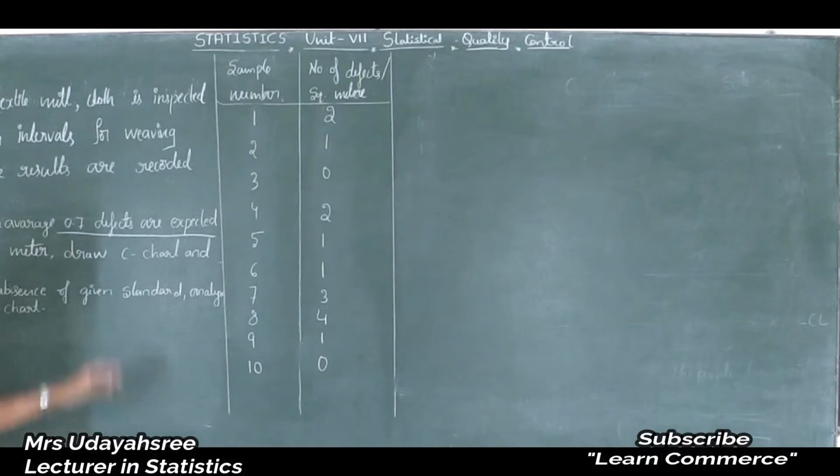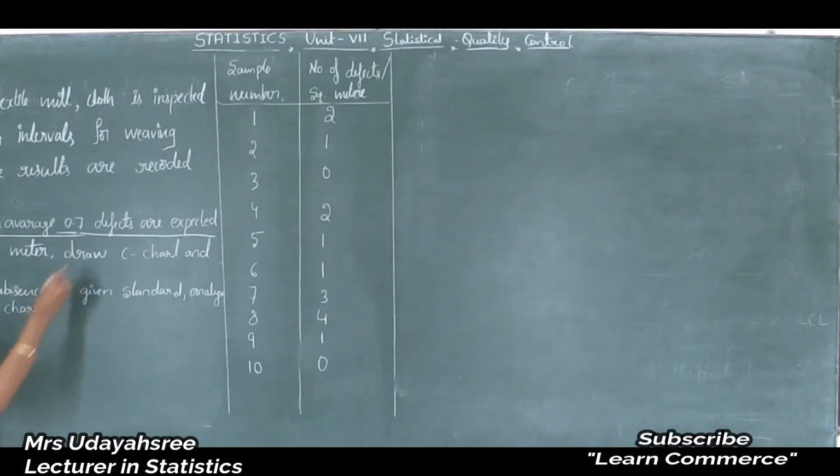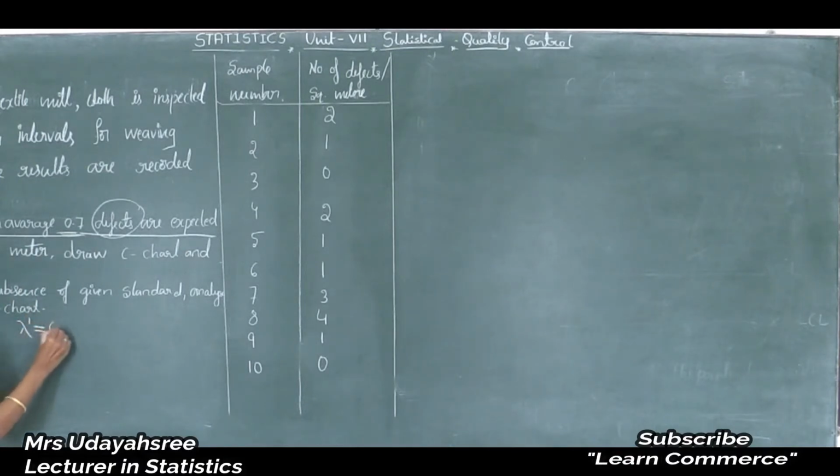On an average 0.7 defects are expected, so the given observation is lambda dash, that is 0.7. Next, we need to draw the C chart and write the conclusion.